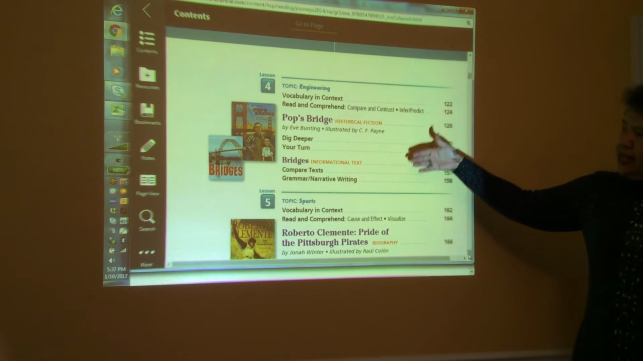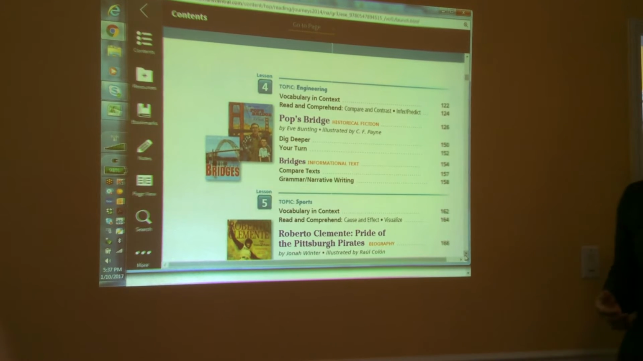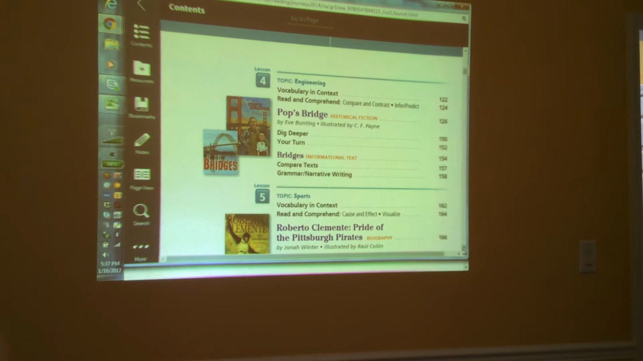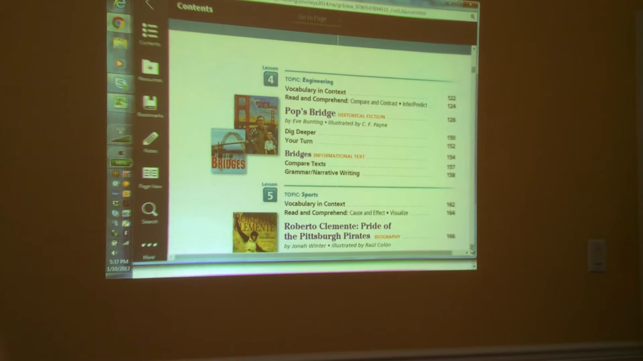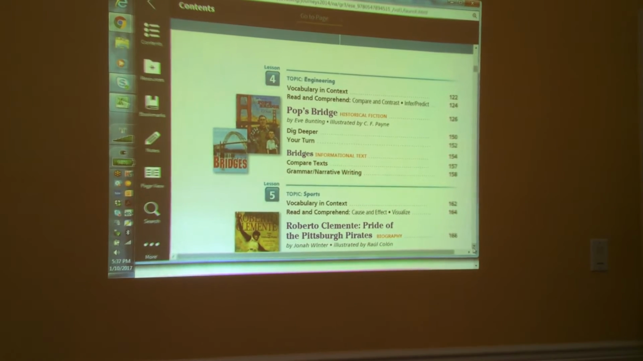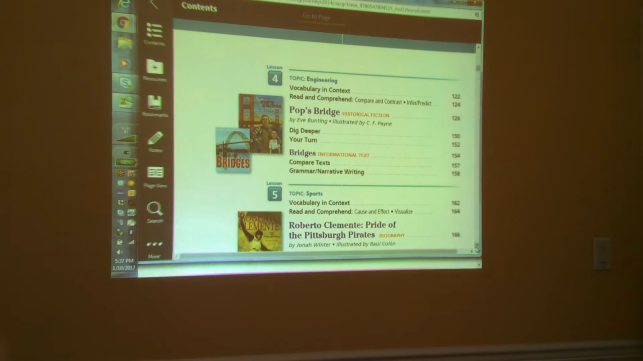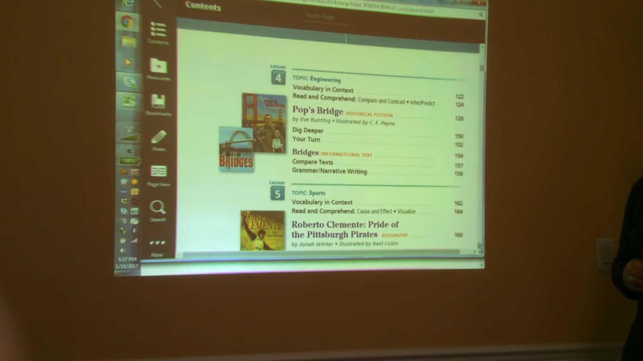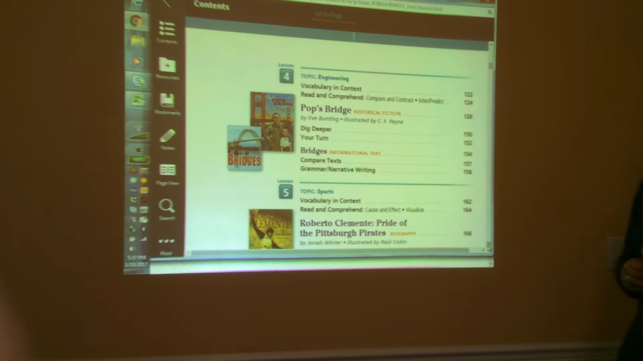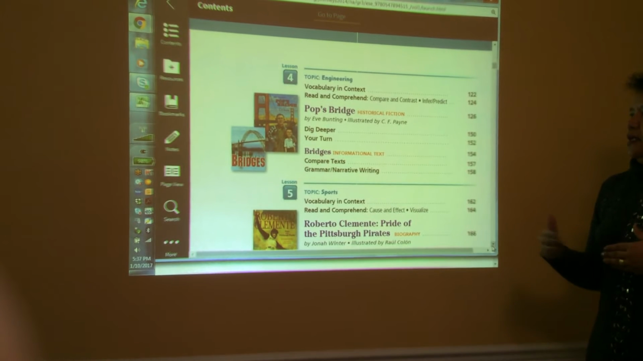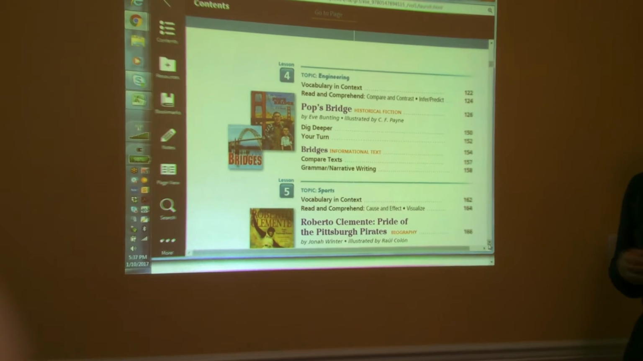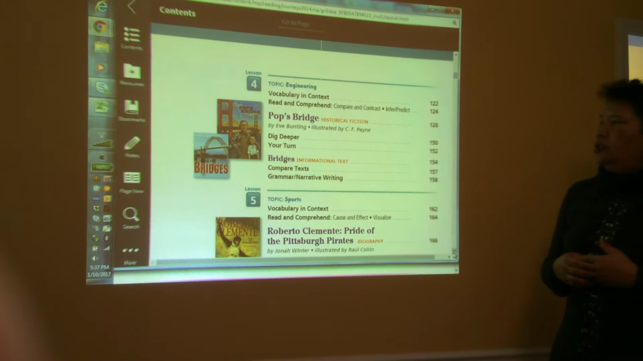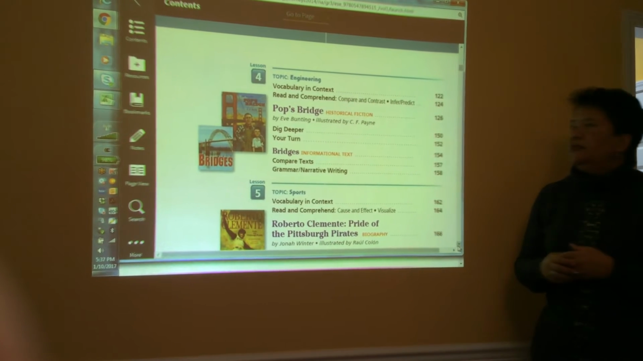The structure is the same in each lesson, so you can look at Lesson 4 and make some decisions about what you see. That's right, each lesson begins with vocabulary in context. So students have an opportunity to learn the vocabulary as it will be presented in the reading passages before they try to independently read the passages. Each lesson has a read and comprehend section.